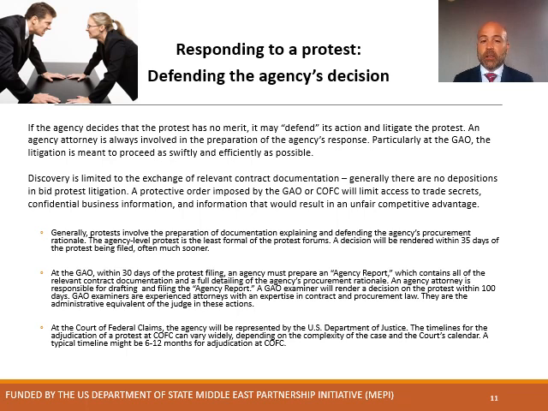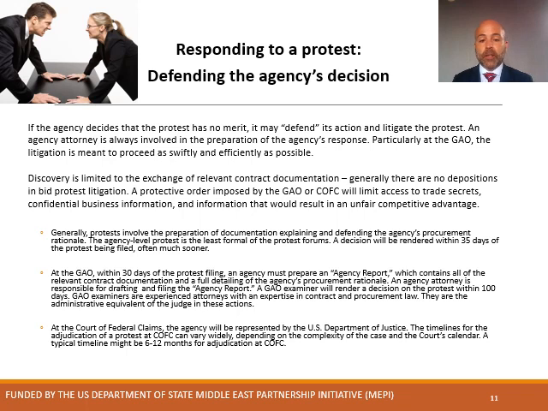At the GAO, within 30 days of the protest filing, the agency must prepare what's called an agency report, which contains all of the relevant contract documentation and a full detailing of the agency's procurement rationale. Again, here, an agency attorney is responsible for drafting and filing the agency report, and a GAO examiner will render a decision on the protest within 100 days of it being filed. These GAO examiners are all experienced attorneys with an expertise in contract and procurement law. They are the administrative equivalent of the judge in these actions.